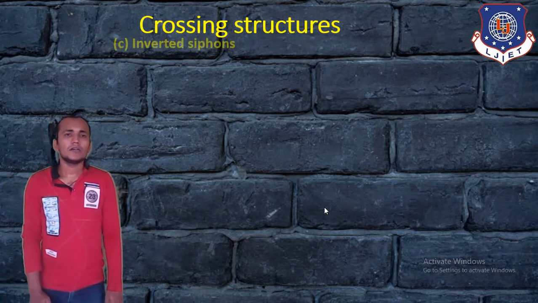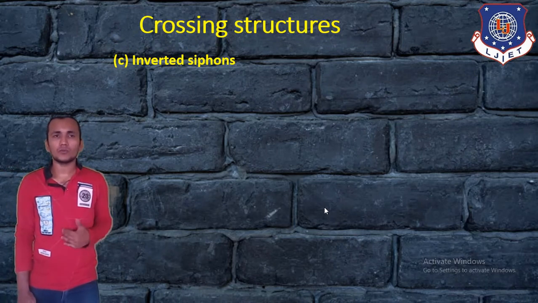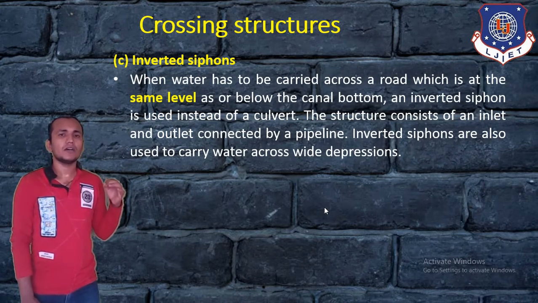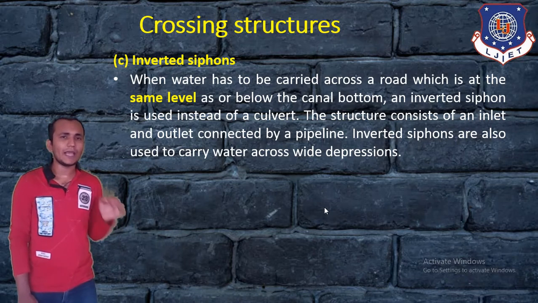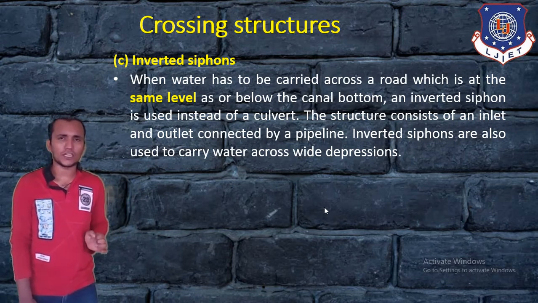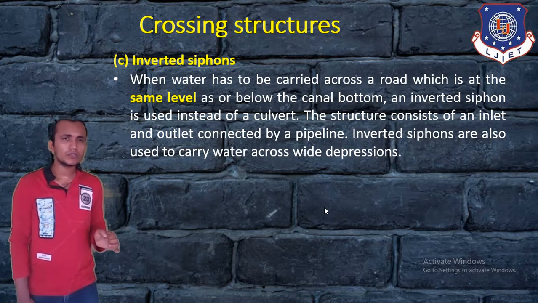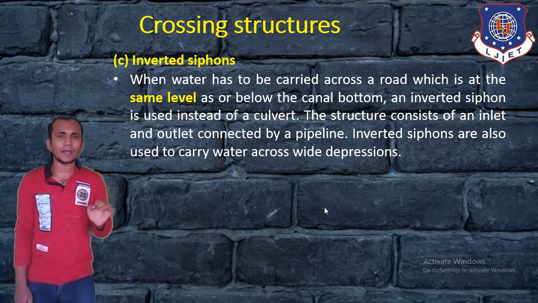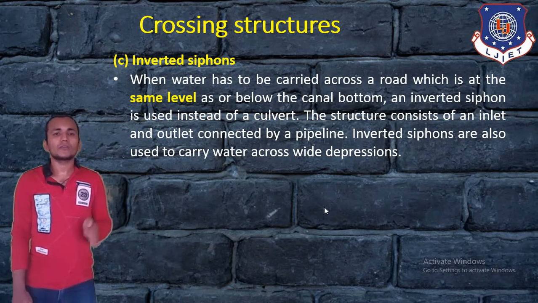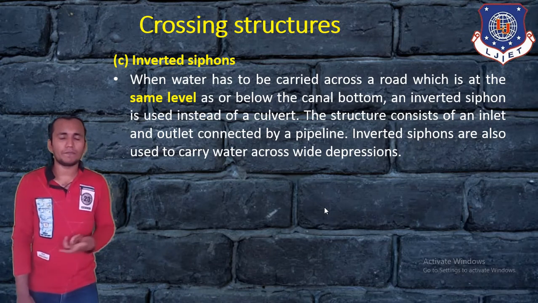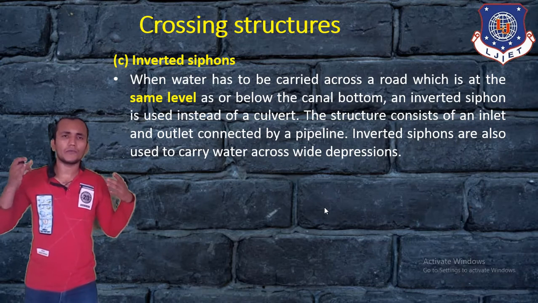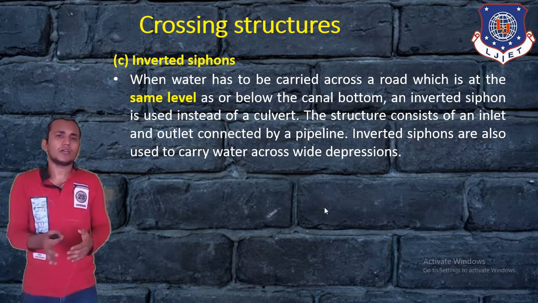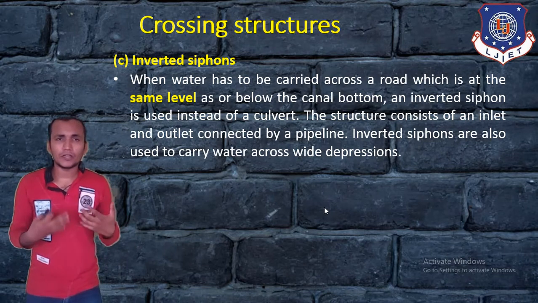Next is the inverted siphon. That is the most important crossing structure. When water has to be carried across a road which is at the same level as, or below, the canal bottom, an inverted siphon is used instead of a culvert. This structure consists of an inlet and outlet connected by pipeline. Inverted siphons are also used to carry water across a wide depression. Whenever water flows across a very large area, big pillars can be used, and that is also called an inverted siphon.